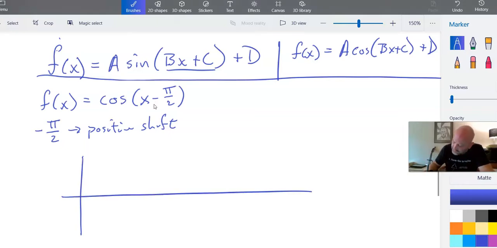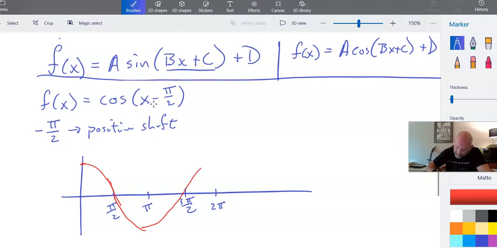Normally, and I'll do this in two colors, normally cosine, let's see, there's no period change. Let's do this. Okay, let's put 2 pi here, and so that makes pi. So the period's not changing. So here's where we started. Normally does this, starts at 1, comes down, bottoms out at pi, comes back up to 3 pi over 2, and does this, right? That's the standard cosine curve.